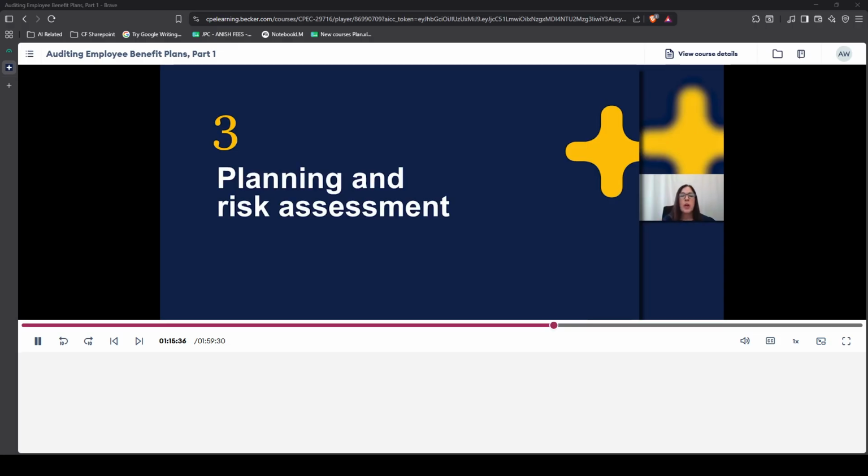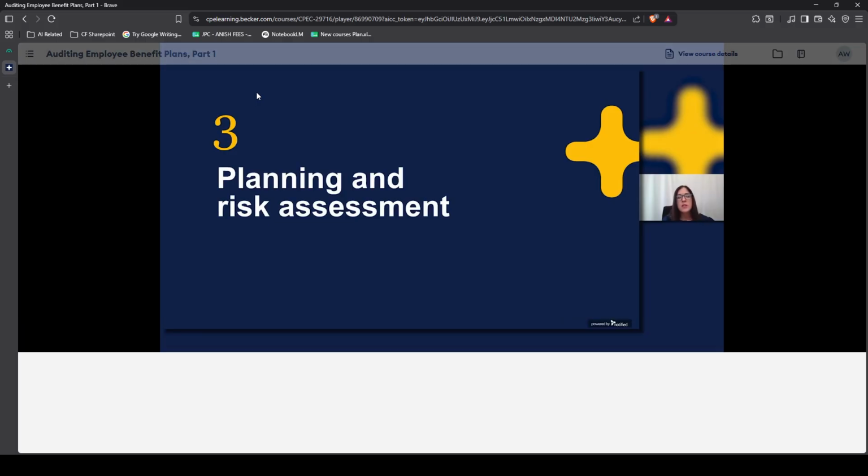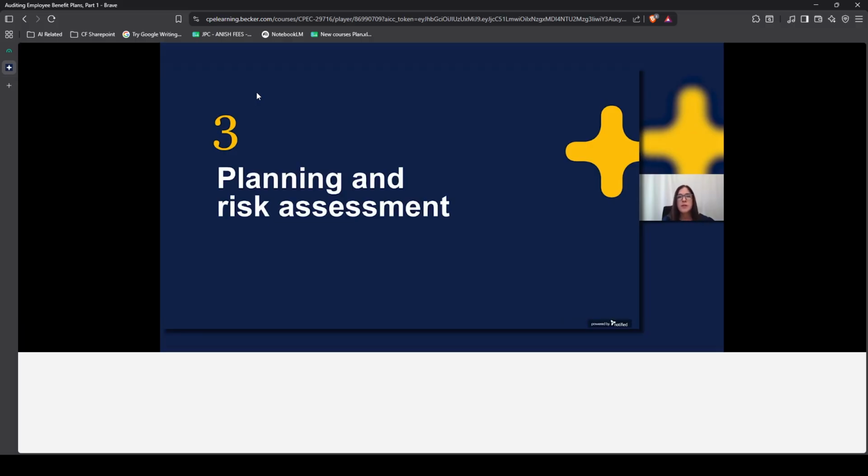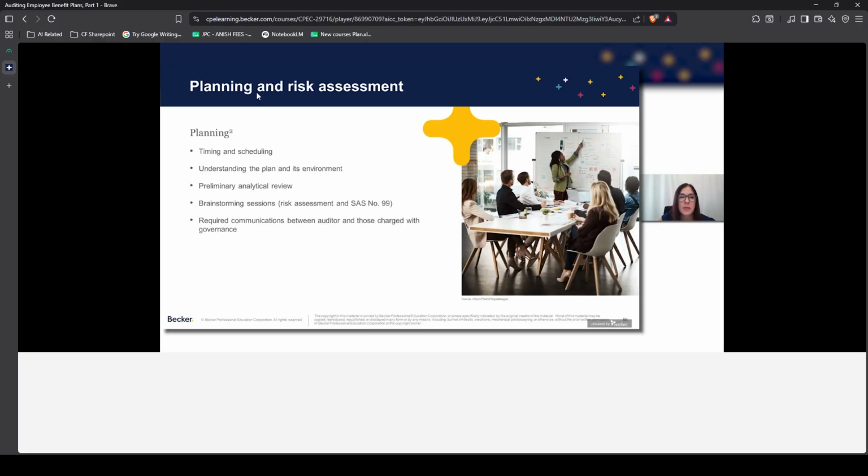We've done that broad overview of the rules, the regulations, the audit and reporting requirements, and introduced you to the financial statements. Now we're bringing it back down to the actual audit process, starting here at the very beginning of the audit with our planning and risk assessment.